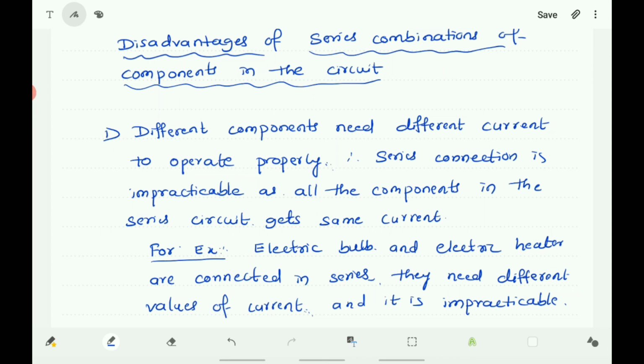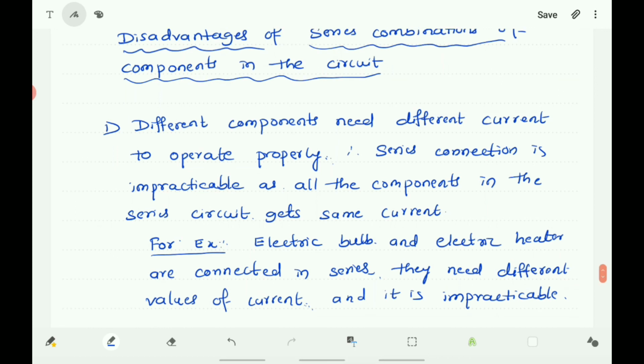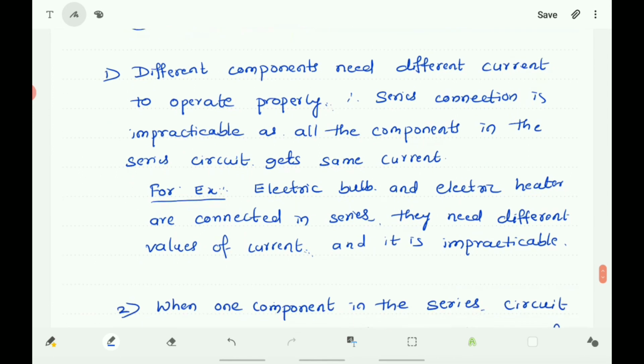It is clear that series combination of components in the circuit has many disadvantages over parallel combination. So what are they? First one is, we know that different components need different current to operate properly. Series connection is impracticable as all the components in the series circuit get the same current. For example, if an electric bulb and an electric heater are connected in series, they need different values of current and it is impracticable.